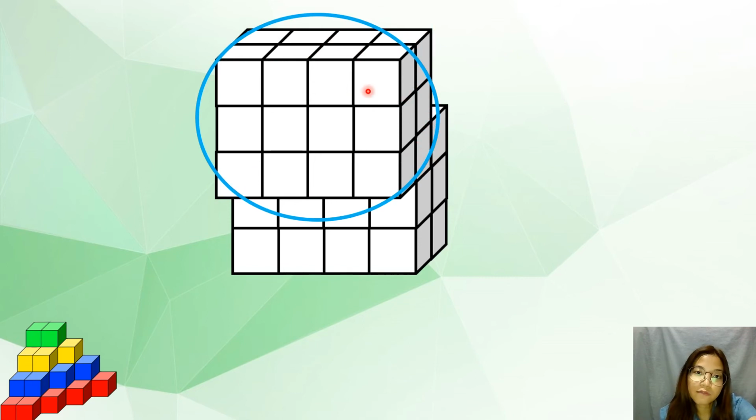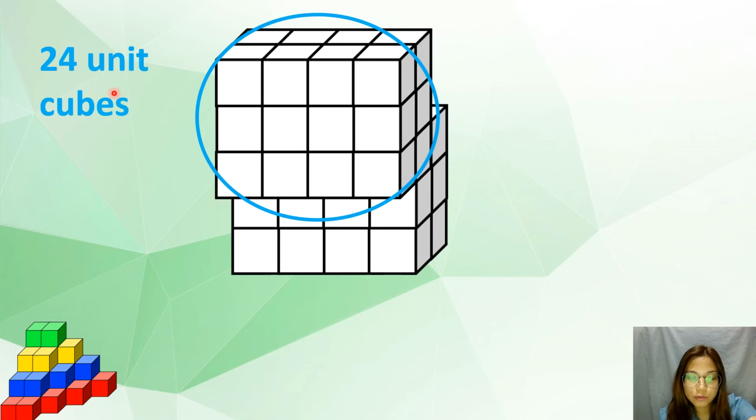Now, we know that volume is length times width times height. So, we're going to set the side of each unit cube to 1 centimeter. So that's 1, 1, 1, 1, which means we have 4 centimeters. If we have length times width times height, we have 4 times 2 times 3. That is 24 unit cubes.